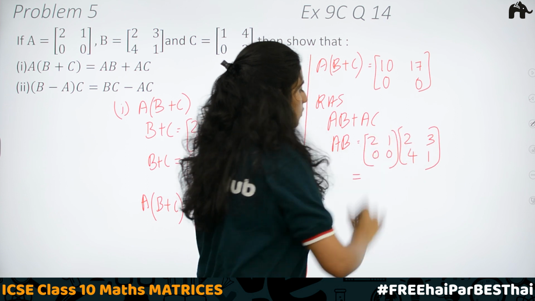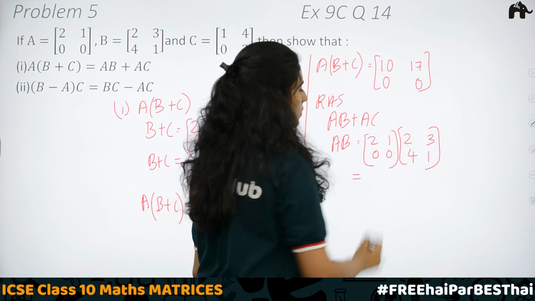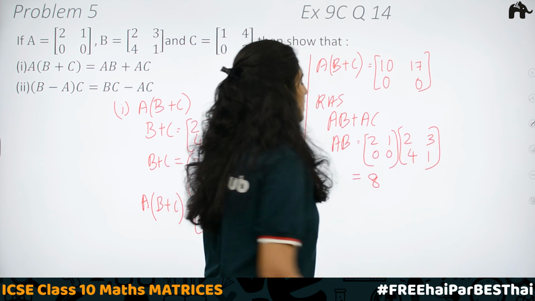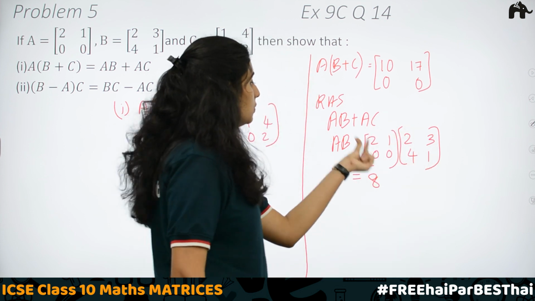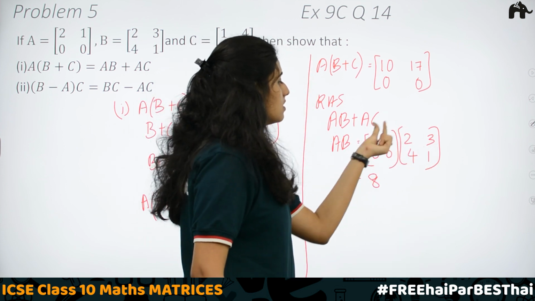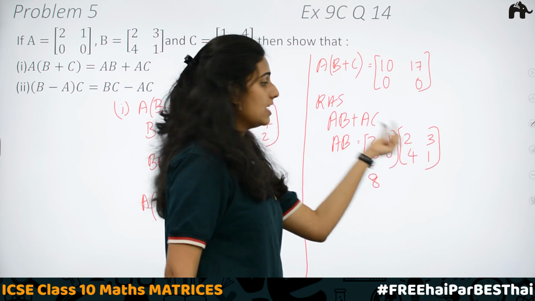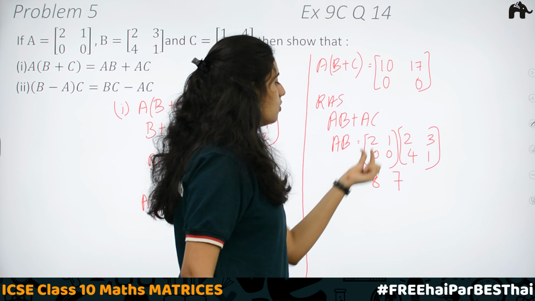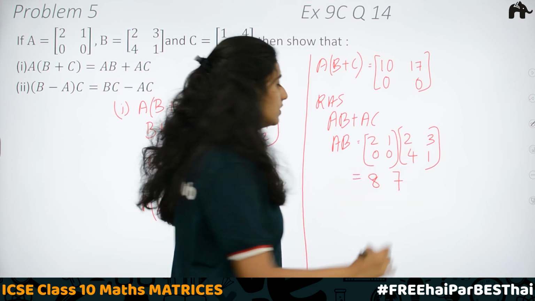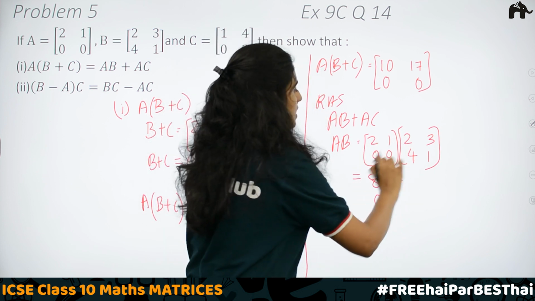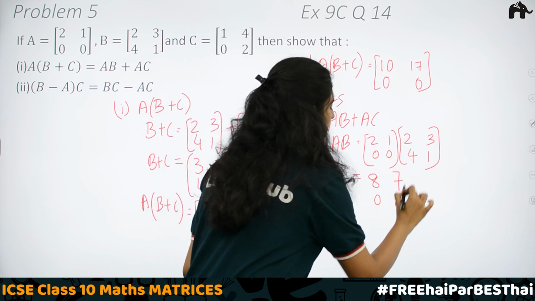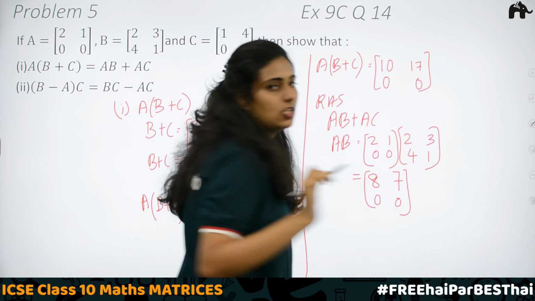Okay, multiplying A and B. 2 into 2, 4, plus 1 into 4, 4. That is 4 plus 4, 8. Next, to get the second element, 2 into 3 is 6, 1 into 1, 1. 6 plus 1, 7. 0 into 2, 0. 0 into 4, 0. That is 0. 0 into 3, 0. 0 into 1, 0. Again 0. So AB is 8, 7, 0, 0.